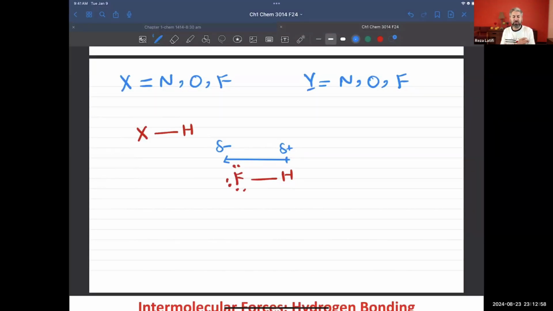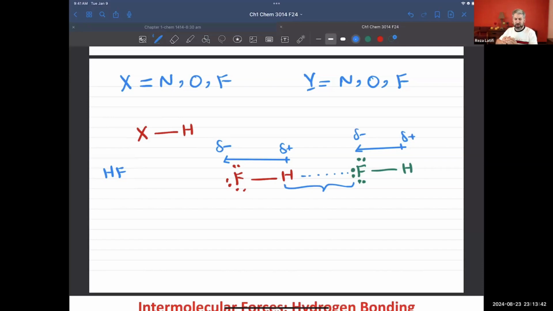Now if you have pure HF, hydrogen will be looking for another fluorine, and that fluorine, remember, has 3 lone pairs and is attached to hydrogen. Fluorine has a negative charge, and hydrogen has a positive charge. So this hydrogen is going to try to interact with the lone pair of a neighbor fluorine. Neighbor fluorine, not the one inside. We're not talking about the one on the left.